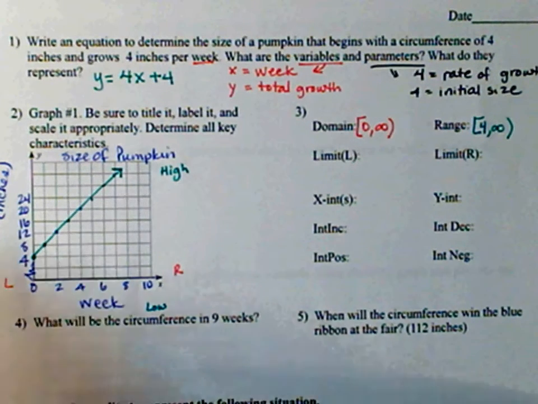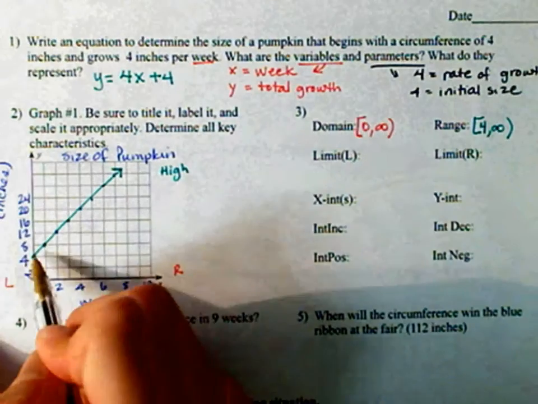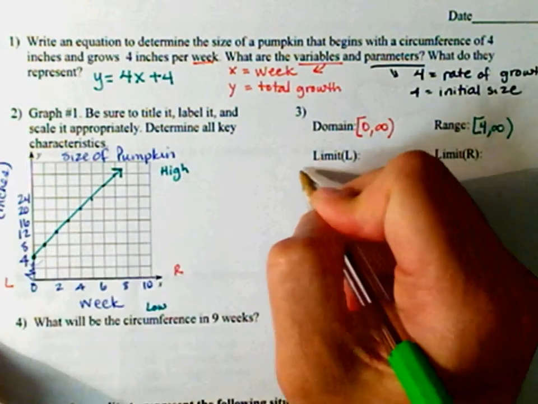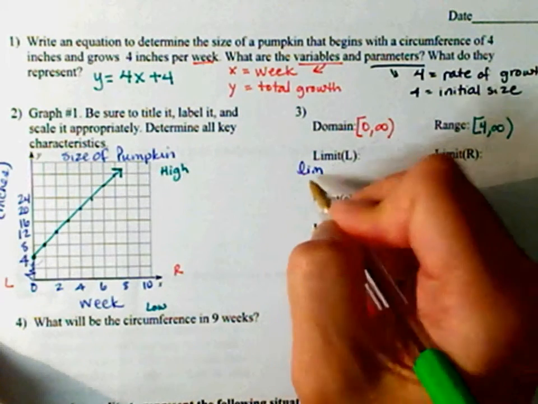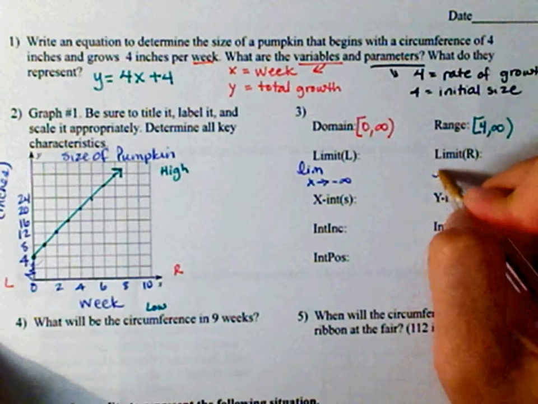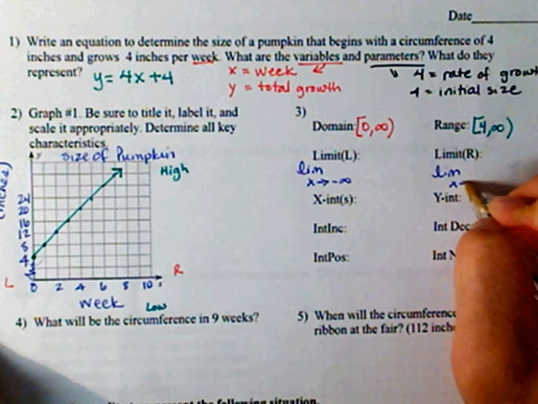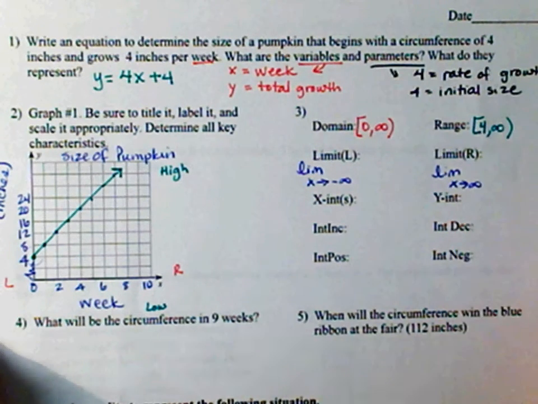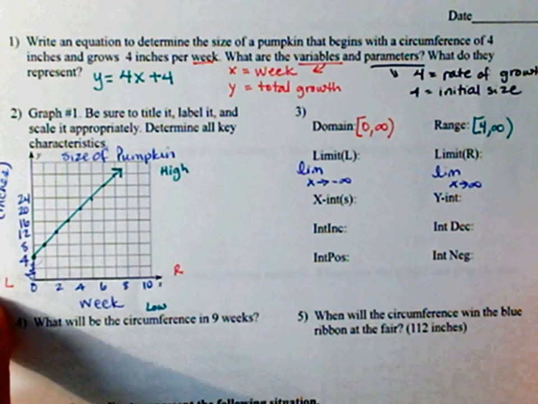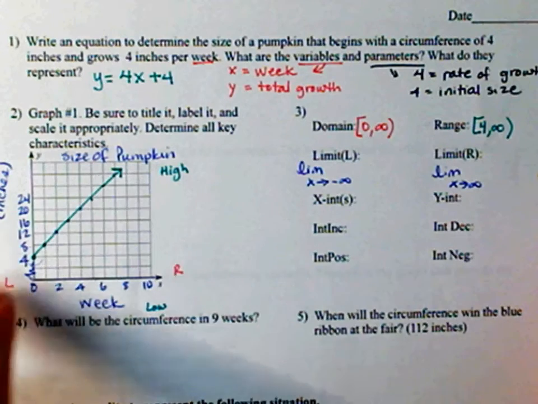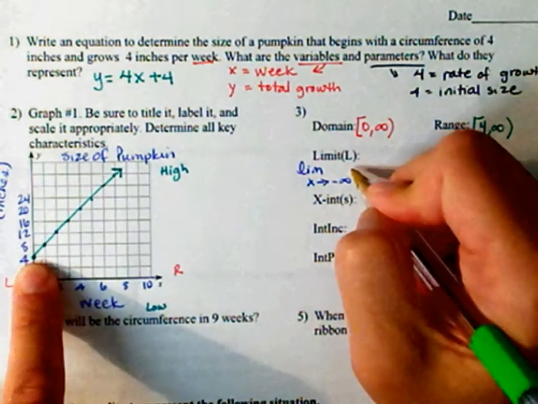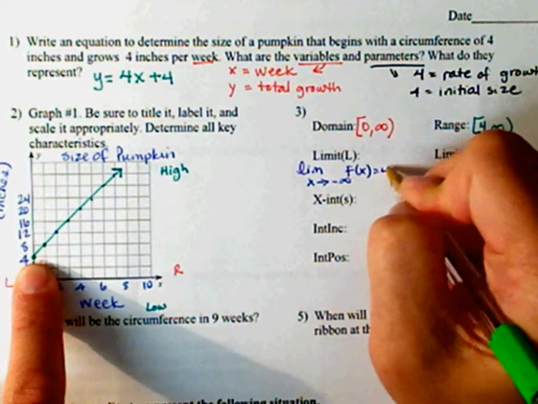Your limit. Limit means you're talking about this area right here, okay? So write it correctly. Limit, as x is approaching negative infinity. The right side will be the limit as x is approaching positive infinity. Now take a look. As it's heading down, it's heading toward the west. It's heading toward the negative. Where is this axis going? It stops right here at 4. So f of x is equal to 4.